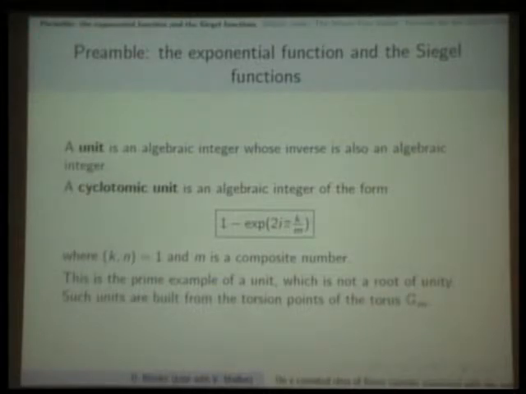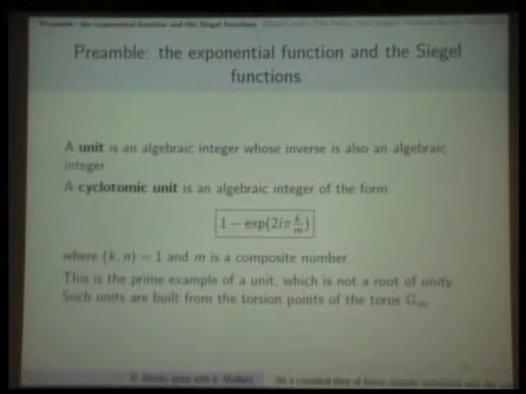And so this is the really prime example of a unit, which is not a root of unity. And geometrically, in fact, that's the point of view we'll pursue, one should see this as being built from the torsion points of the torus, which in fact happen to be also roots of unity. But that's a fluke somehow.